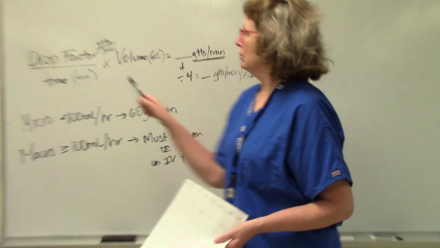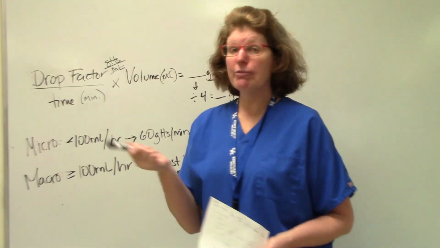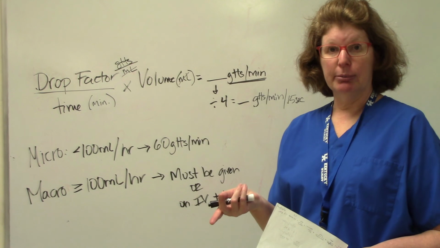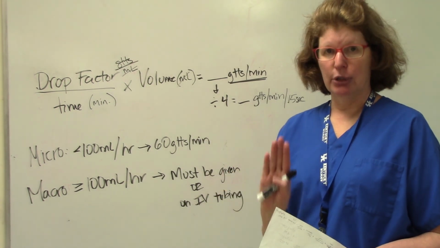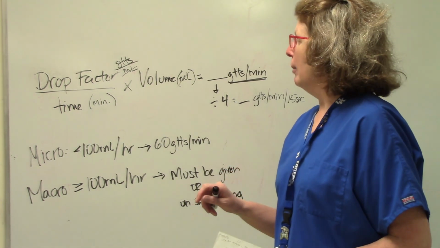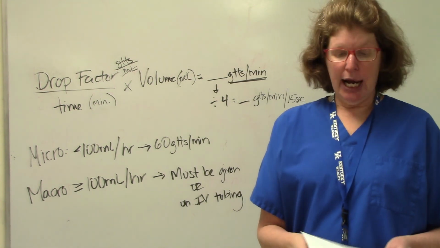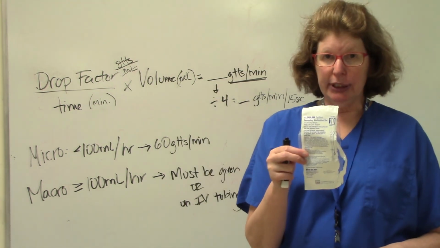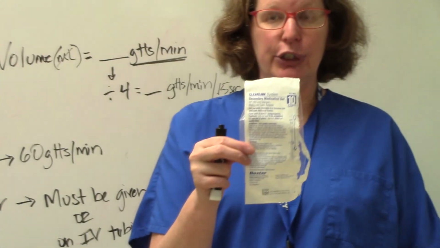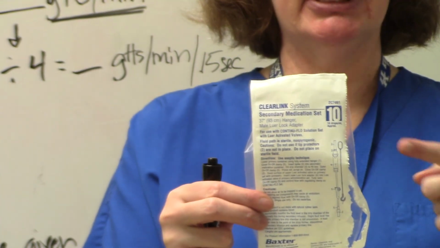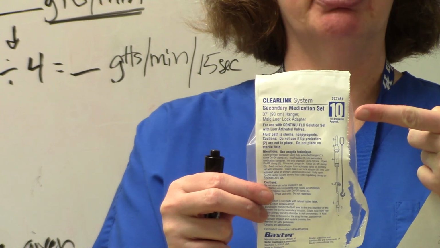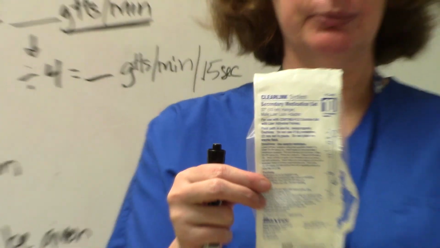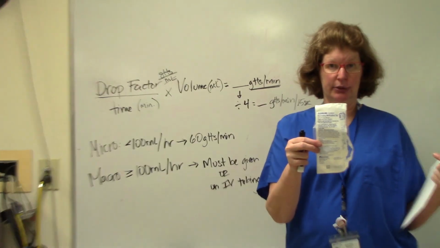You need the drop factor. The drop factor on a written problem should be given to you in the problem. It'll either be micro or macro. We'll talk more about that here in a moment. And if you're doing this in practice, it will be on the package of the tubing you're using to infuse that fluid. For instance, this one is 10 drops per milliliter if I was using this tubing to infuse. So that's your drop factor.